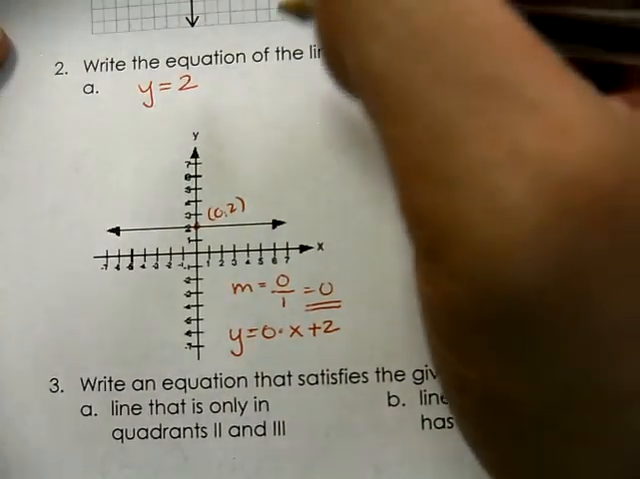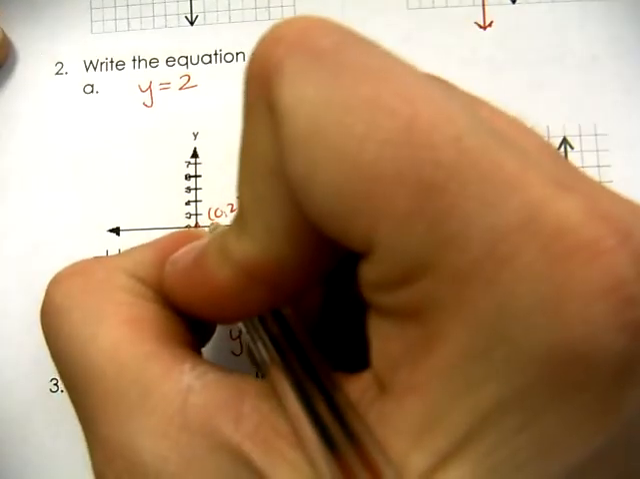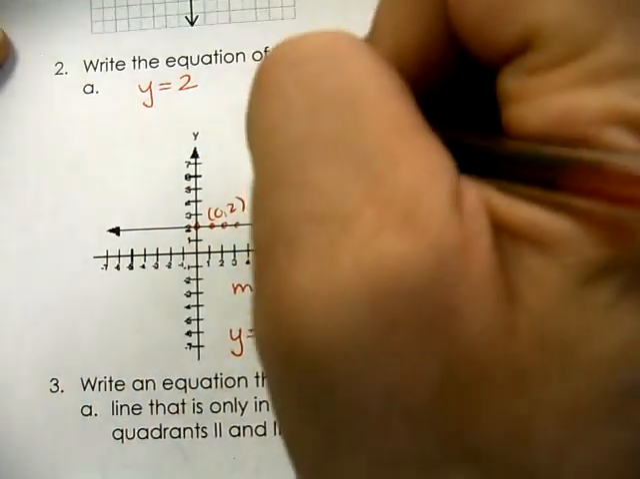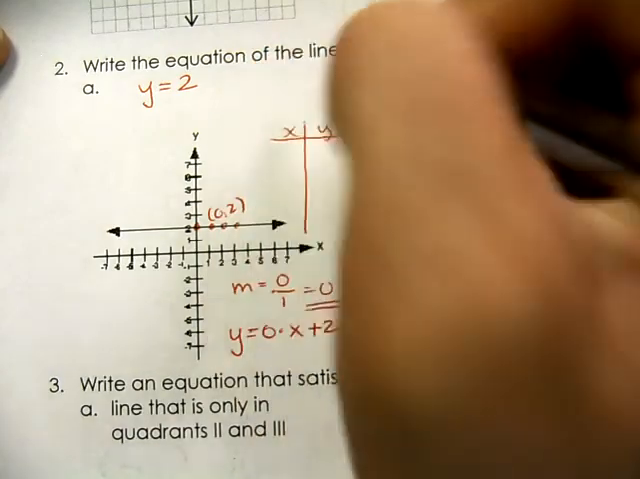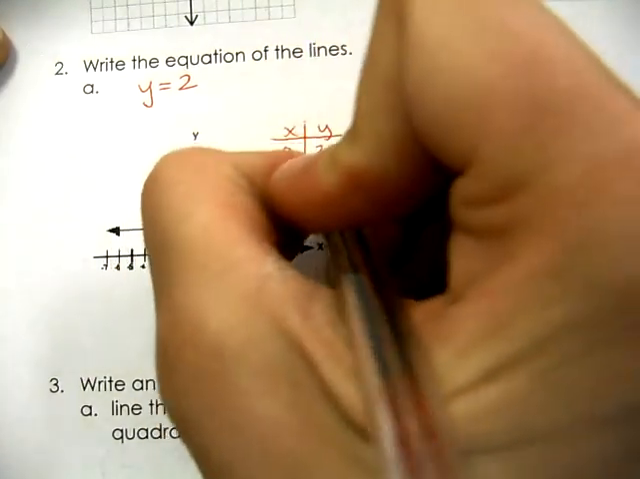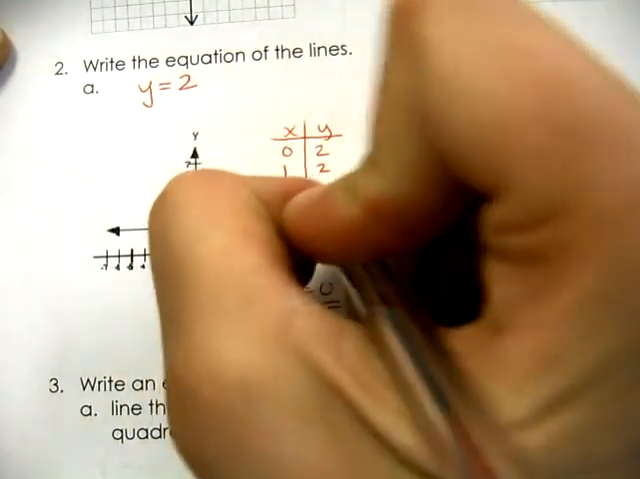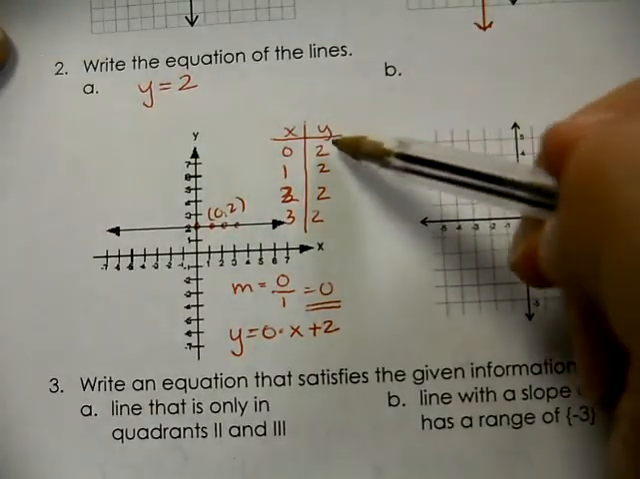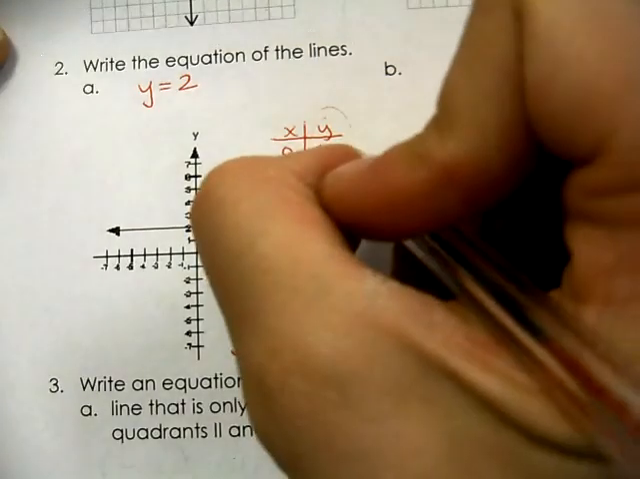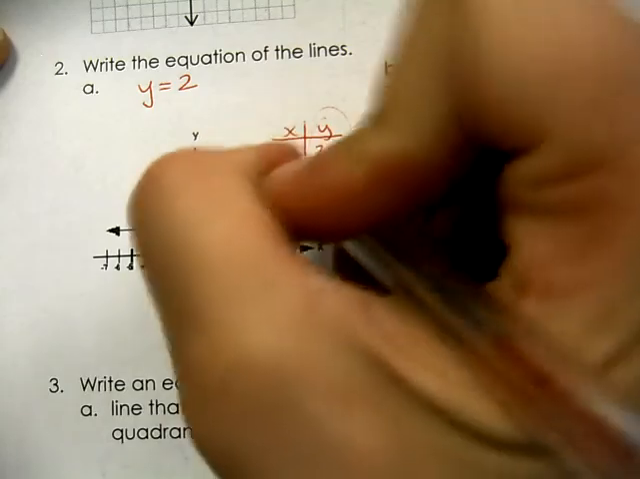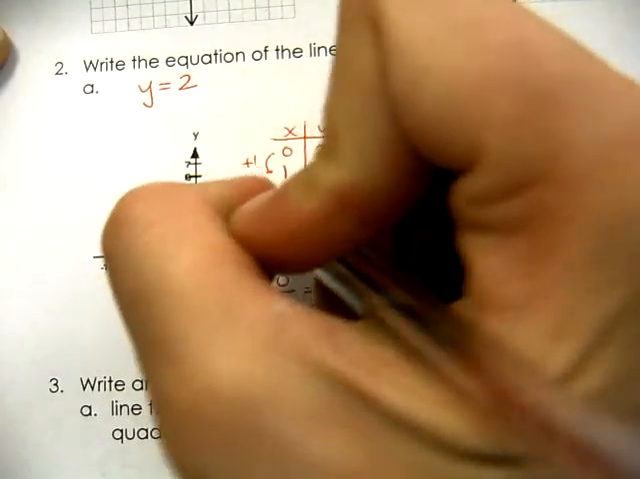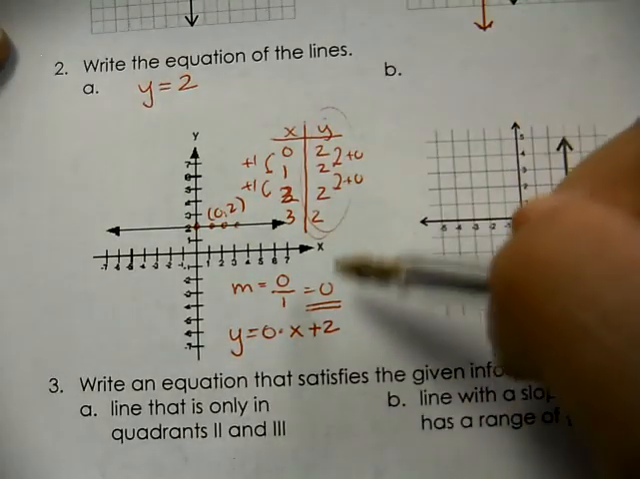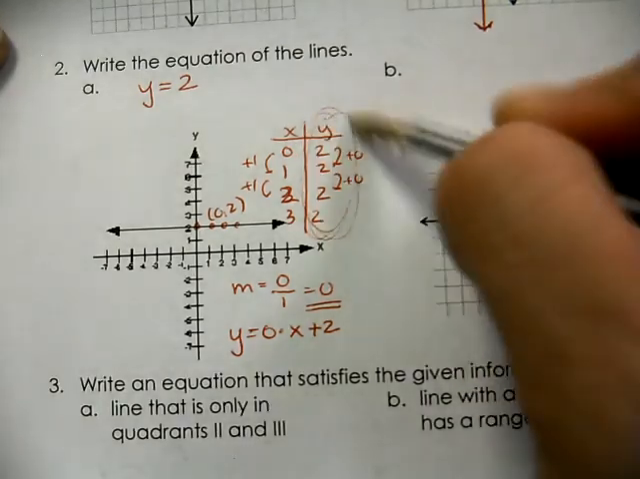If we weren't sure how to do it that way, another way to do it is to look at the points and make a table. We have x and y. We have (0, 2), (1, 2), (2, 2), (3, 2). And what I can see is that y is always 2. The y is not changing, even though x is. And so there's my slope of 0 and my y-intercept of 2. Or just looking at this and saying, well, if y is always 2, the equation to represent that would be y equals 2.